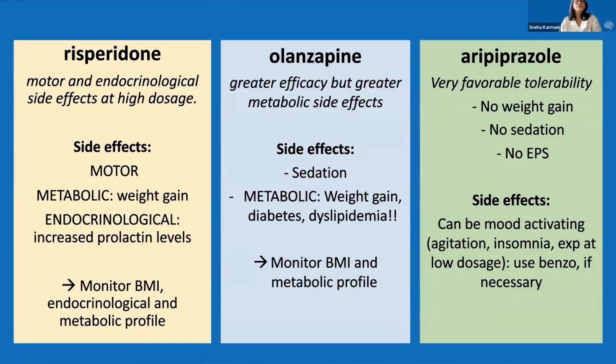Then the second generation popular drugs, risperidone, olanzapine, aripiprazole, each of them has their own personalities. So risperidone tends to act more like a first generation drug. So it has motor side effects, it has endocrinological side effects at high dosage. So you need to monitor accordingly. Olanzapine is really efficacious, but it has a high burden of metabolic side effects. So you have to monitor them for weight gain. You have to monitor their fasting glucose, fasting lipids, monitor their BMI and metabolic profile regularly.